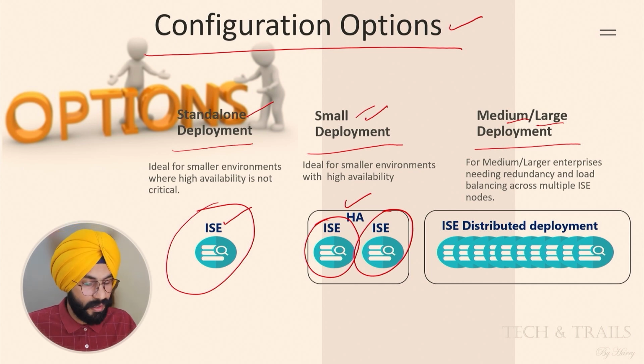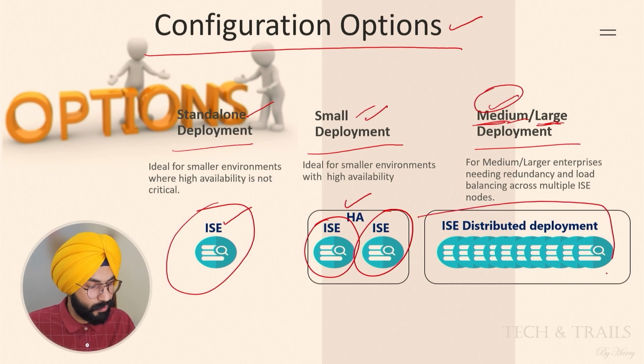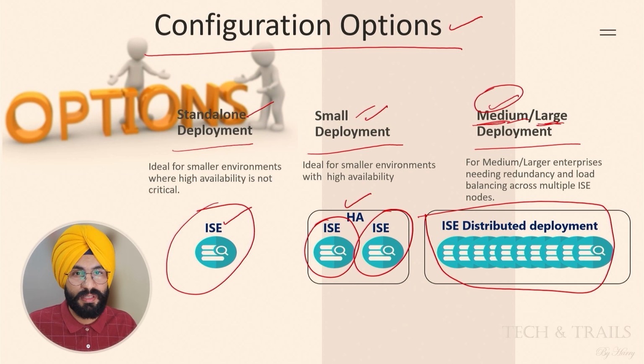And the last one is medium or large, we can say, because there are some roles which we enable as PAN, MNT, PXG, PSN, or pxGrid. So medium and large deployments are distributed deployments, where roles are distributed among multiple nodes. Distributed deployment will be for medium or large scale networks. Even if the medium scale network does not have that high a requirement, or it falls between medium and small, then we can also go with an HA deployment, or add one additional node as a failover for that location to distribute load based on the requirement.